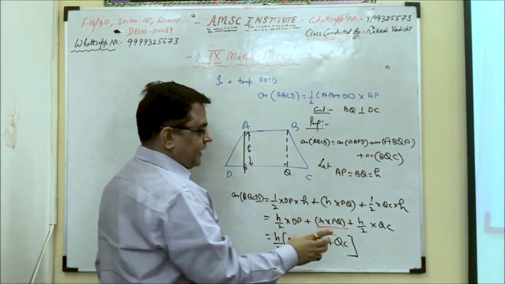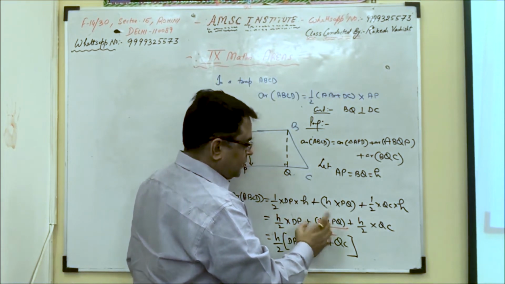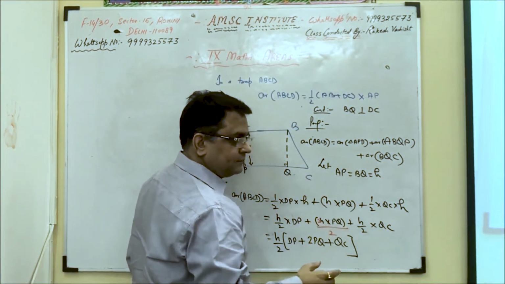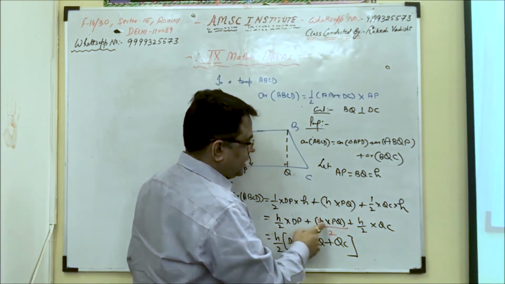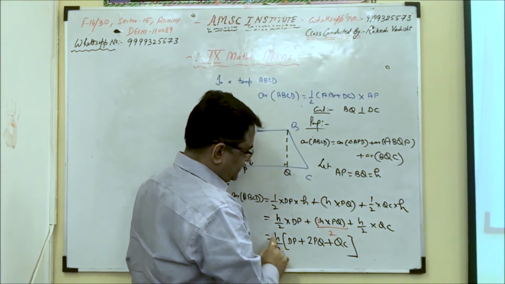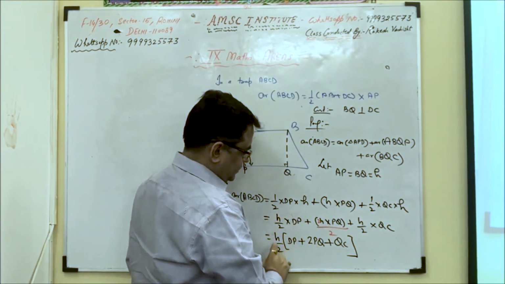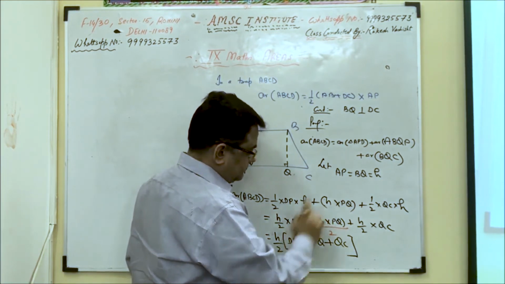The whole purpose of writing the statement in the form of multiplying 2 and dividing by 2 is to have the easy common. The common in the form of H by 2 from this, H by 2 from this, H by 2 from this. Now this into this makes the first term. This into this makes the second term. This into this makes the third term.